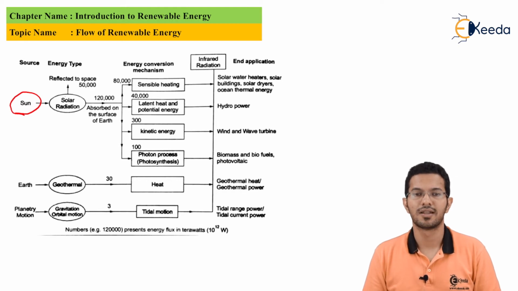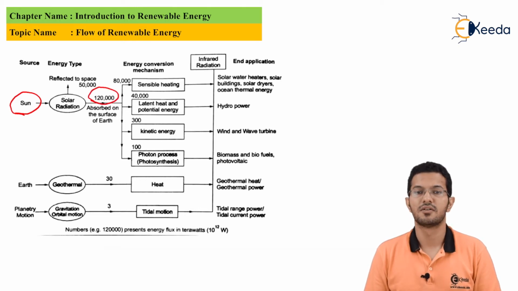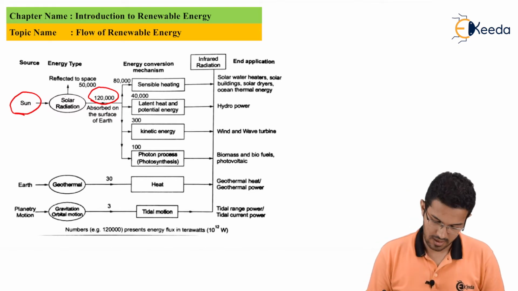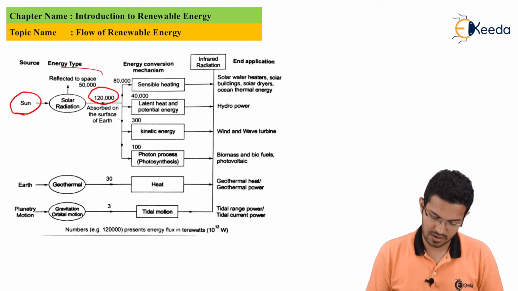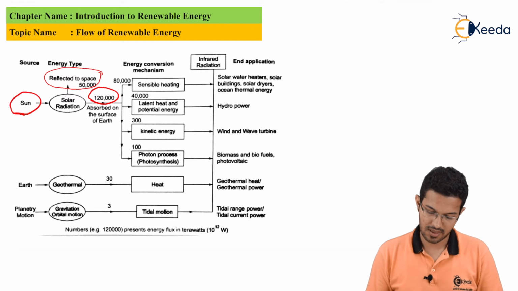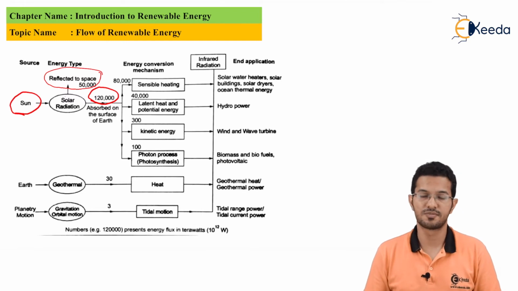About 1,20,000 units of solar flux is absorbed on the surface of the earth, whereas 50,000 units are reflected to space. Let me be clear that the numbers shown in the diagram are in terawatts, that is 10 to the power 12 watts. So we can see that there is some reflection, which is 50,000, and this is being reflected to space.